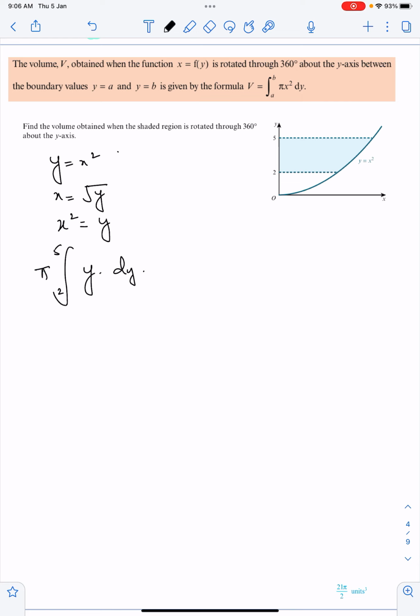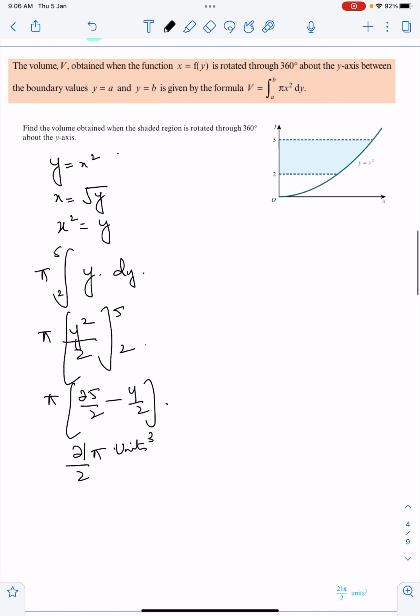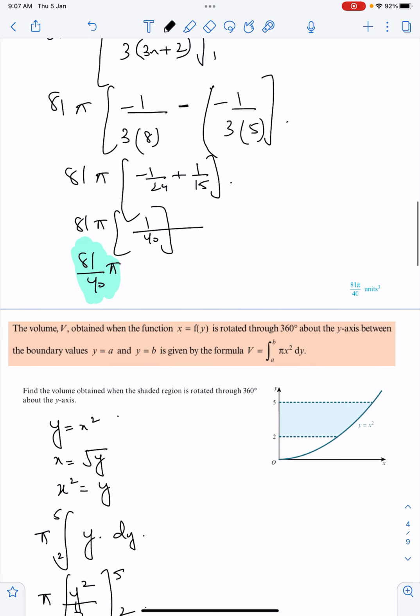Okay, so I am starting with the integration process. y squared upon 2, pi outside, boundaries are 5 and 2. Let me apply the boundaries: 25 upon 2 minus 4 upon 2. 25 minus 4 is 21 upon 2 pi. This is the answer. The answer will be in unit cube. Whatever the unit is, you just have to cube it, since this is the volume. In this case also I should put unit cube.